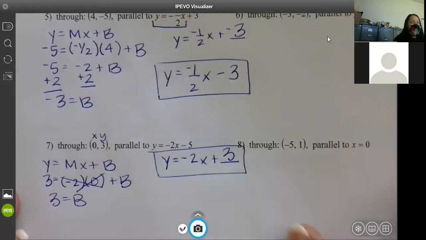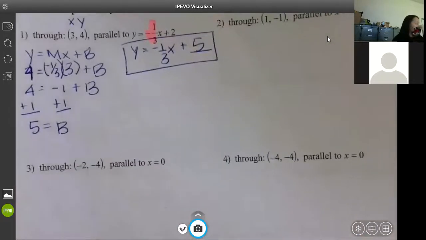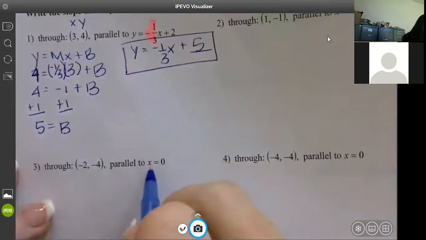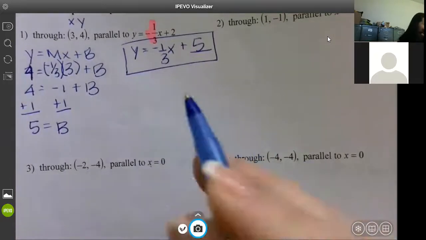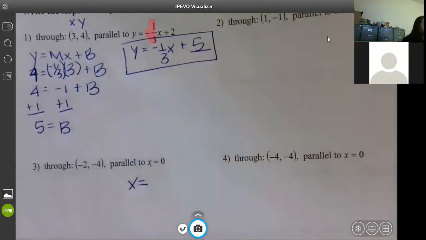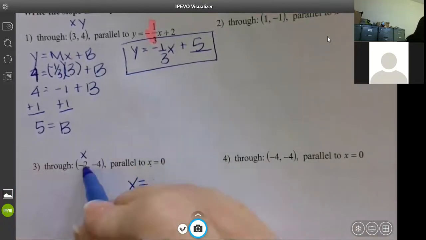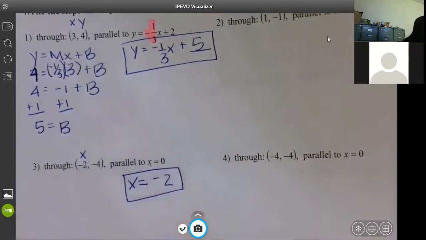All right. So let me show you these with the x equals 0. If it's parallel and it gives you just one variable instead of the equation y equals, it gives you x equals. If it gives you x equals 0, then you're going to write x equals because it's the same. And then what is your x value? What's your x coordinate? Negative 2. That's it. Literally it. That's all you do.